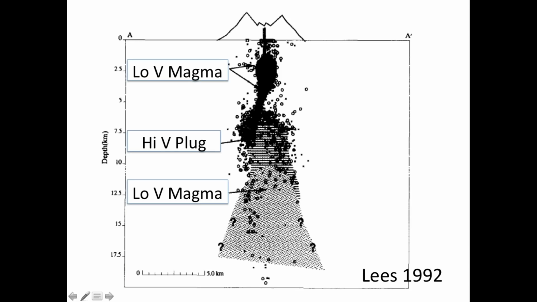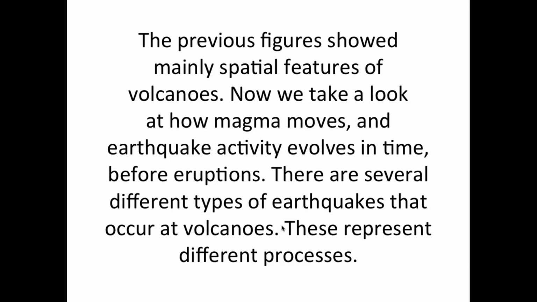And when it solidifies, it can make high velocity structures. And then lower than that, low velocity magma. So the image that we have is not perfect. It's got a lot of wiggle room for interpretation, but this is kind of how the seismology tells us the depths and the velocities that we then interpret in terms of where the magma is. So now, okay, so these figures have shown mainly spatial features of volcanoes.